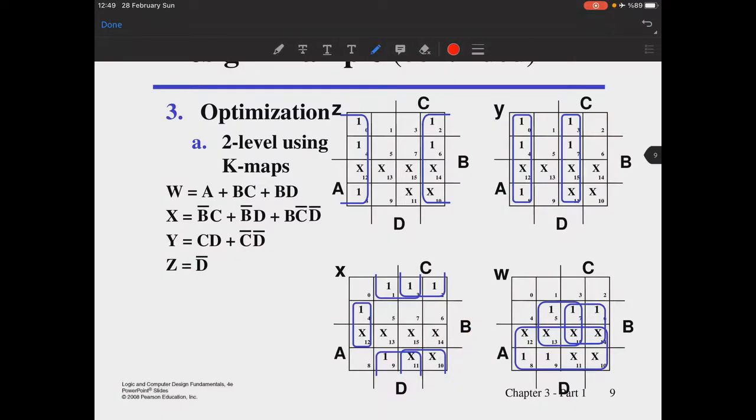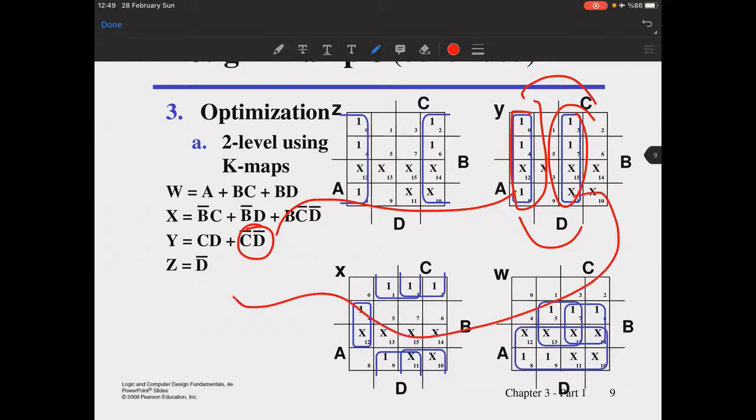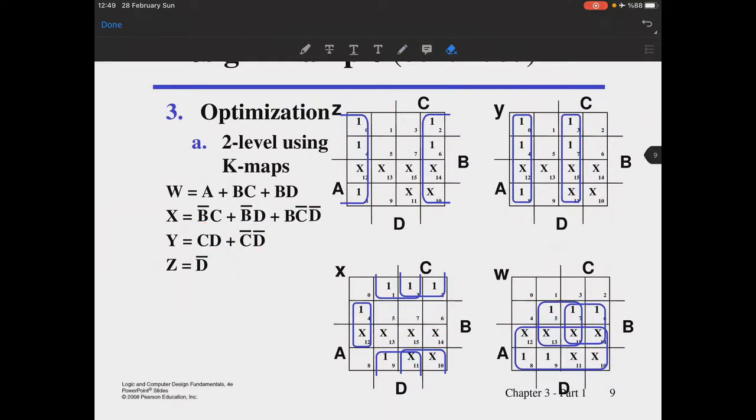Let's move forward to Y. It's pretty straightforward. This one is what? It is C'D'. And what about this one? It is CD. And this one is CD. It's pretty obvious. Okay, so we're done here as well. And finally, the last one, I think this is the easiest one, right? This one is D' directly. So we're done with two-level optimization here.